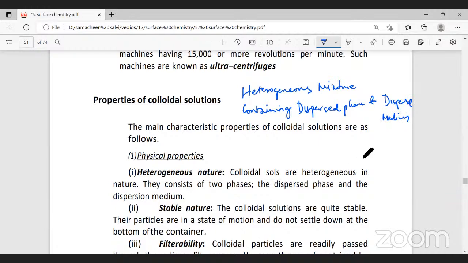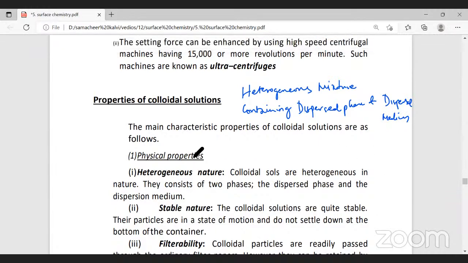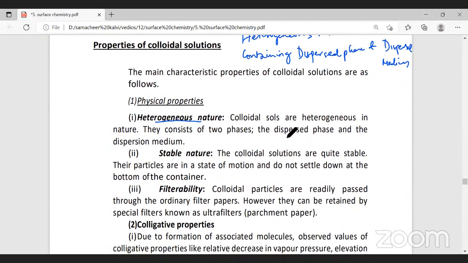Based on that, we have learned the classification of colloids, 8 types of colloidal system. We are learning the physical properties of colloidal system. Any colloidal system, for that matter, is a heterogeneous mixture. It consists of 2 phases, dispersed phase and dispersed medium. Any colloid is highly stable. Our colloidal solutions are quite stable. Michael Faraday prepared the first colloidal solution of gold, which even today is stable. The first colloids were prepared by Michael Faraday.